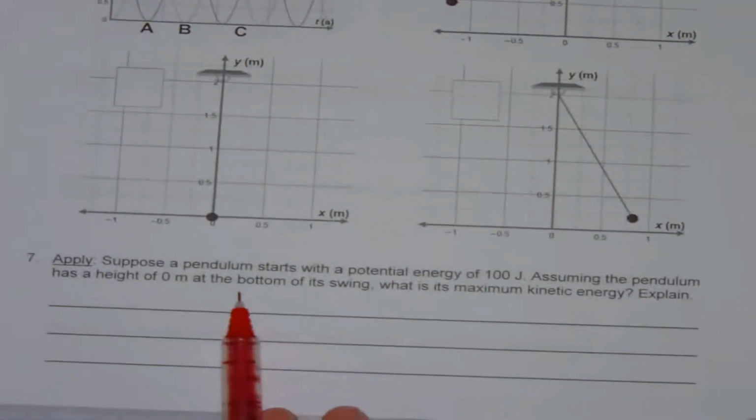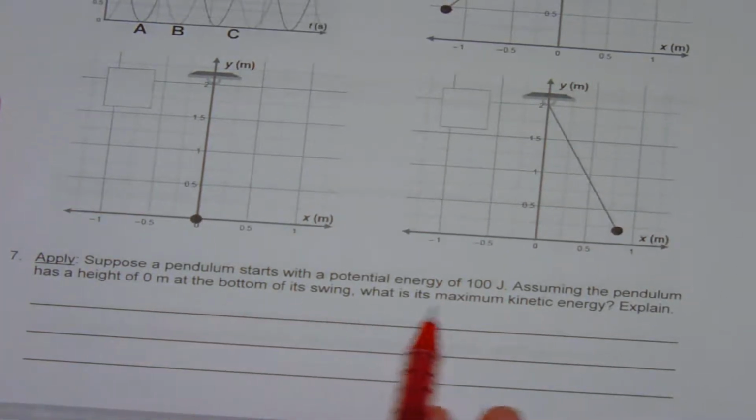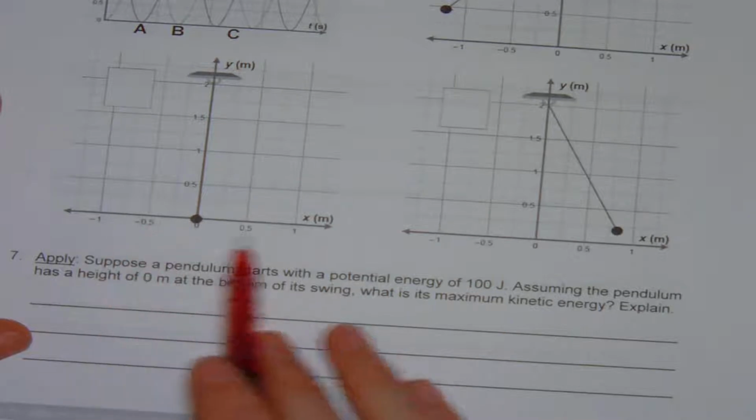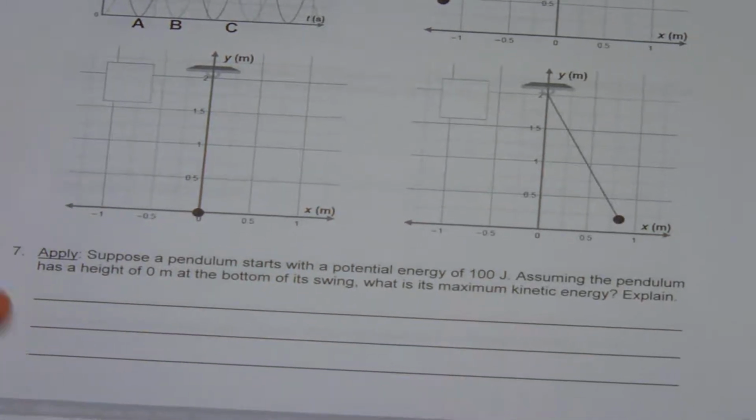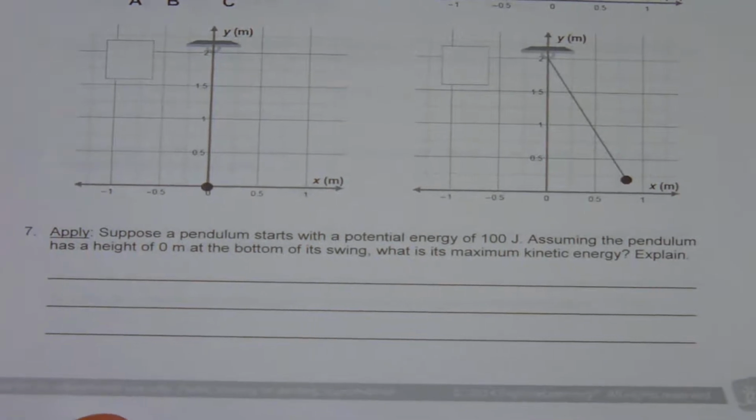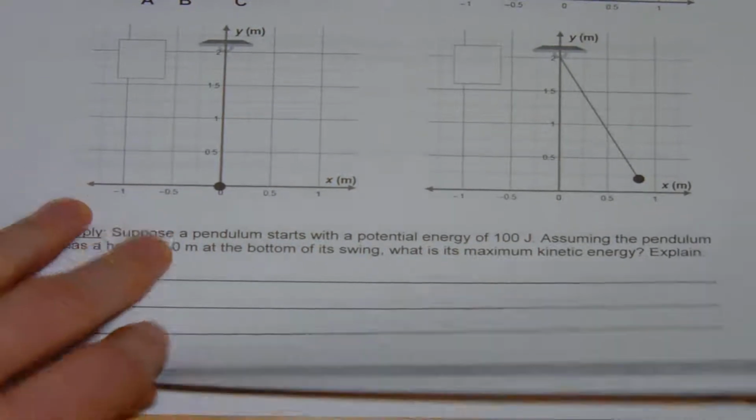Number 7, suppose a pendulum starts with 100 joules of potential. Assume it has a height of 0 at the bottom of its swing, so it swoops by the ground. What's the maximum potential energy? We should be able to come up with that now, because we know that potential simply converts into kinetic. All right, so I'm going to leave you with that one as well.